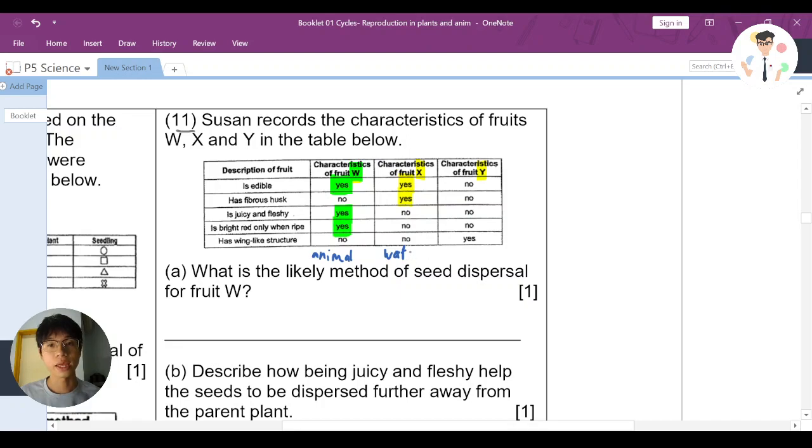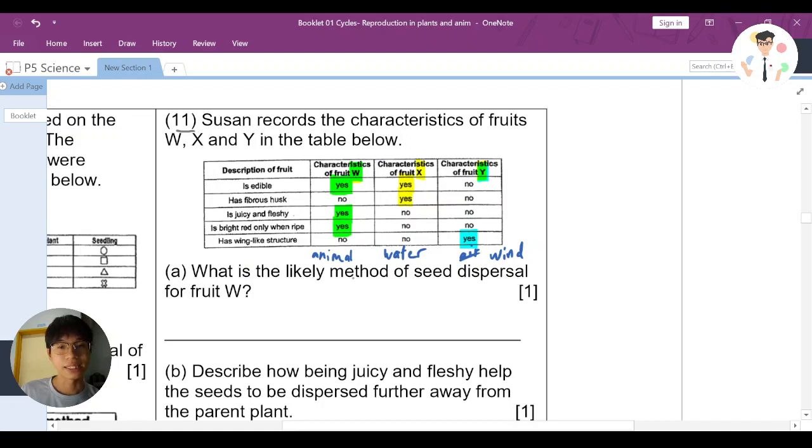Okay, and the next one, characteristics of fruit Y. For fruit Y, as you can see, it only has a wing-like structure. And you know that a wing is for you to fly, right? So in order to fly, you need some air. So we know this is air dispersal, or I should say wind dispersal. With these three, we can answer the questions below.